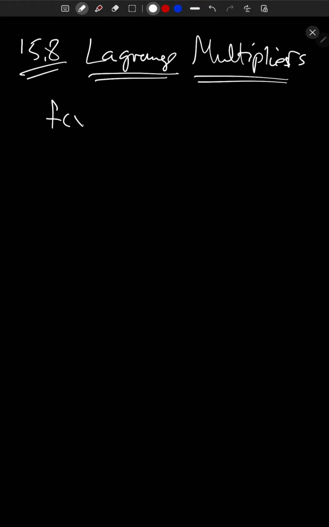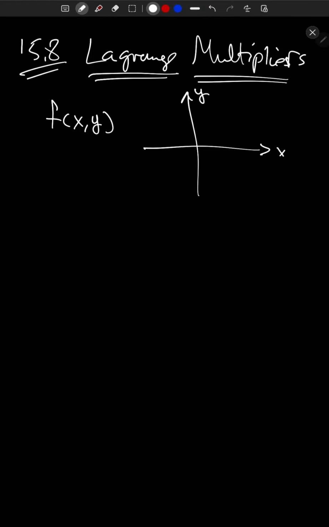So we have a function, and let's introduce this with two variables. But of course, as usual, this technique works for any number of variables. All right, so we have a two-variable function. Let me draw the domain. So here's our domain, right?